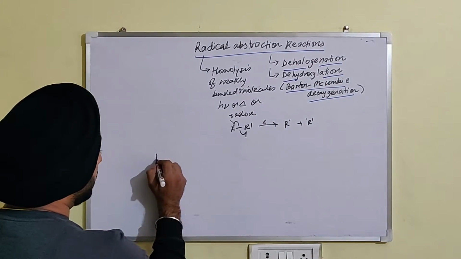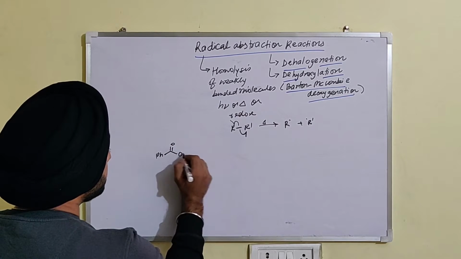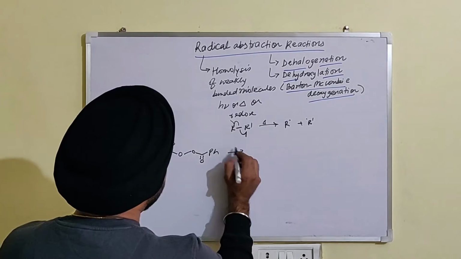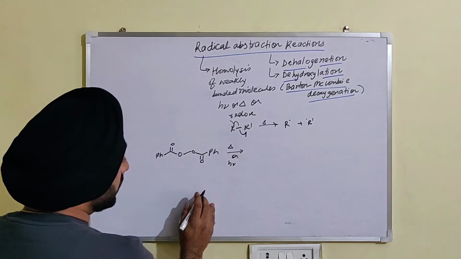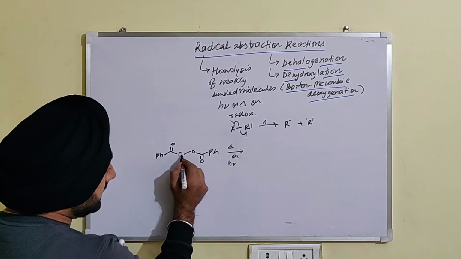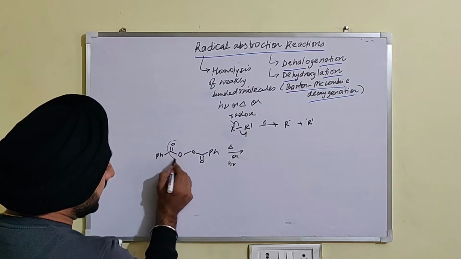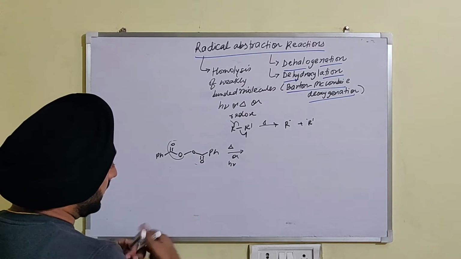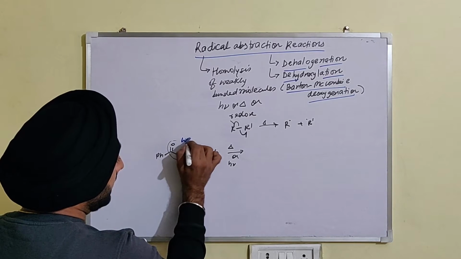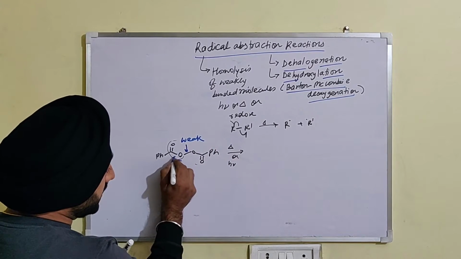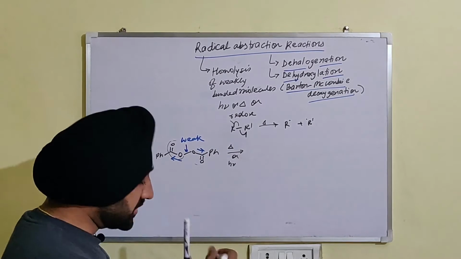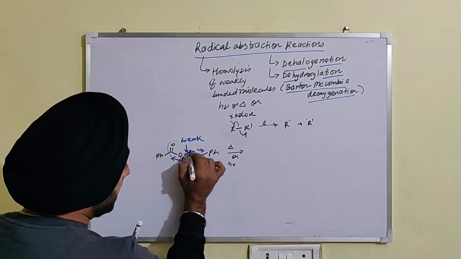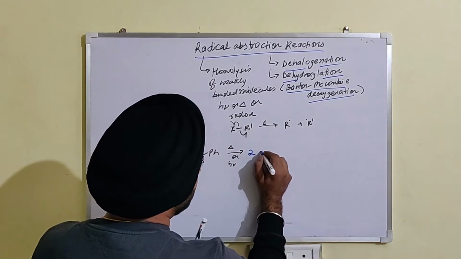Let us take an example of benzoyl peroxide. When you subject this benzoyl peroxide to heat or light, what happens? Since these are electron withdrawing groups, the oxygen-oxygen bond becomes very weak, because this group is pulling the electrons in this direction and that one in this direction, so the bond can be easily cleaved. So this gets cleaved, and we end up getting two molecules of this.